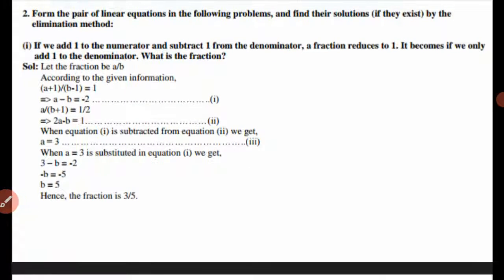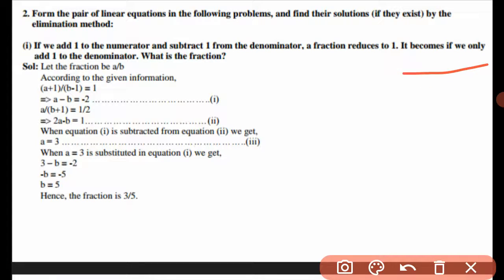In question number 2, form the pair of linear equations in the following problem and find the solution, if they exist, by the elimination method. In the first part: if we add 1 to the numerator and subtract 1 from the denominator, the fraction reduces to 1, and if we only add 1 to the denominator, it becomes 1 upon 2. What is the fraction? Let the fraction be a upon b. According to the question, when we add 1 to the numerator and subtract 1 from the denominator, it becomes a plus 1 upon b minus 1, which equals 1.